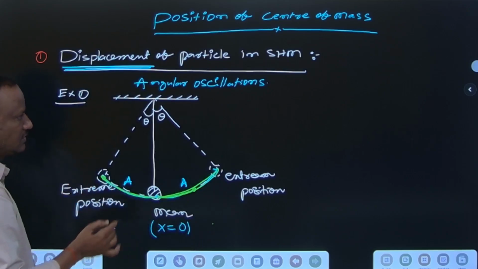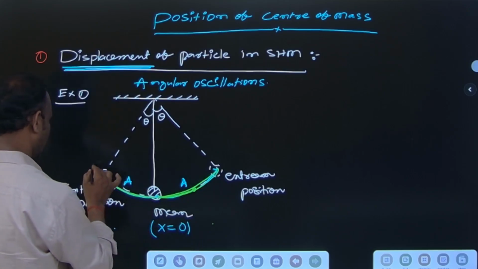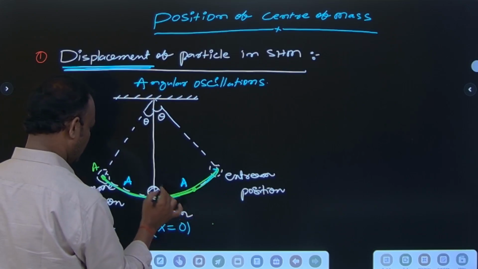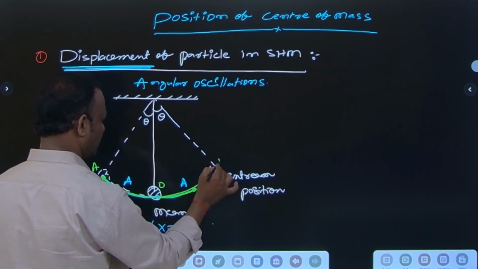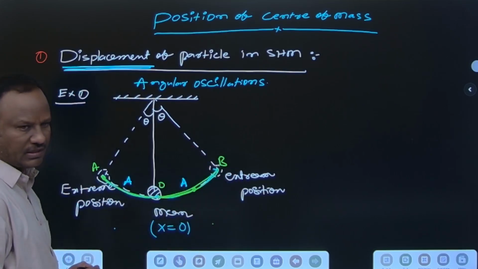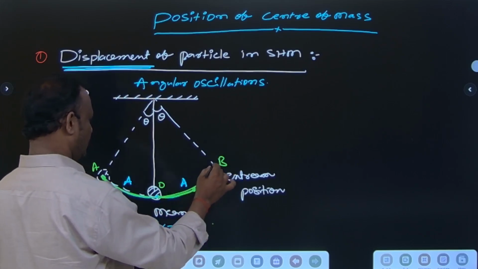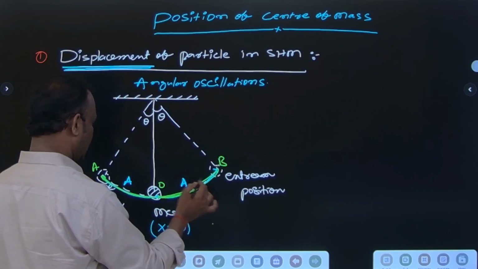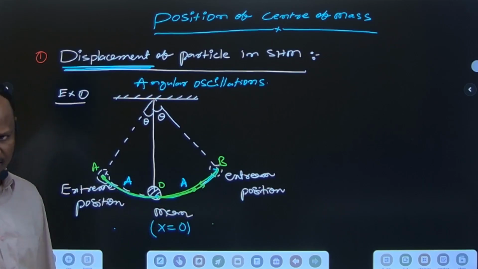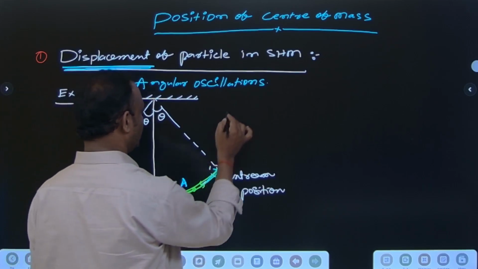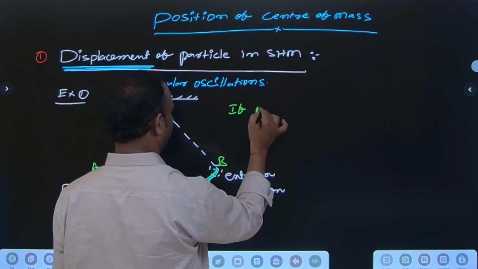Okay, this is called one oscillation. This is A, this is O. Next one: say this is B. If it started moving from A to O and B, and again came back, this is called one oscillation.